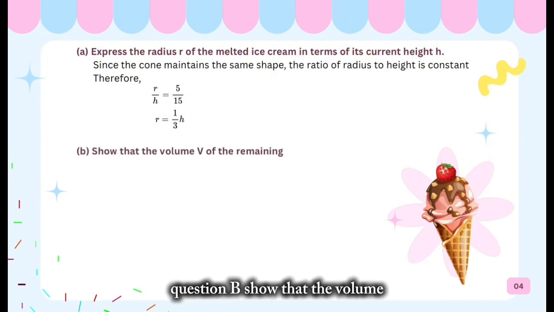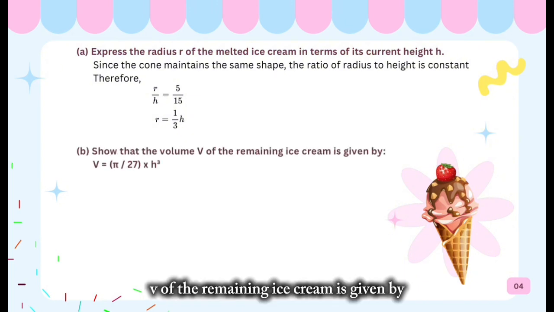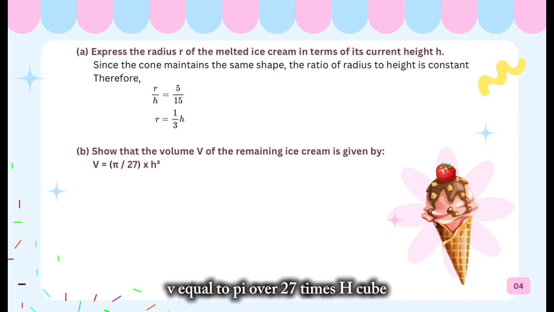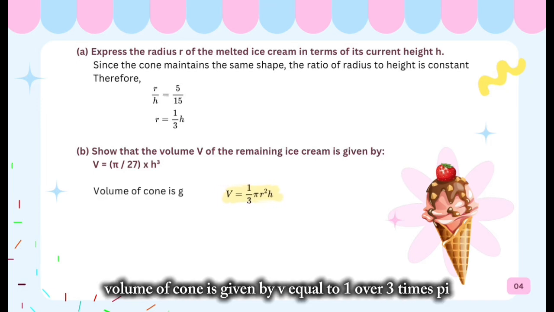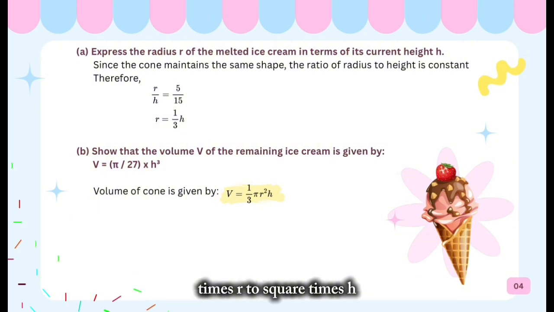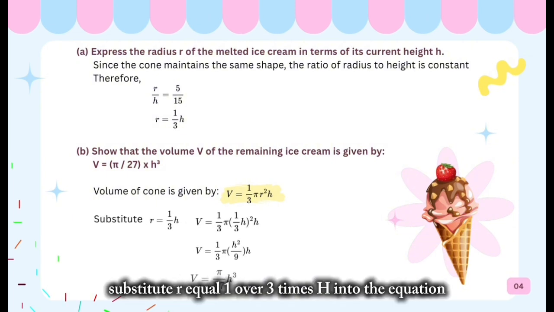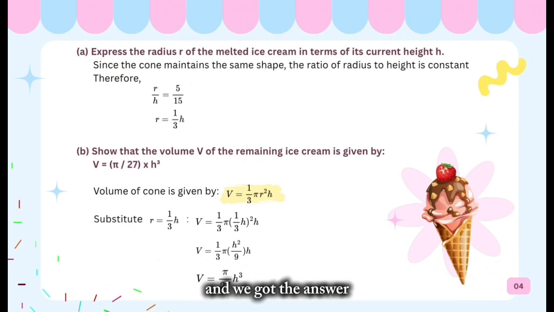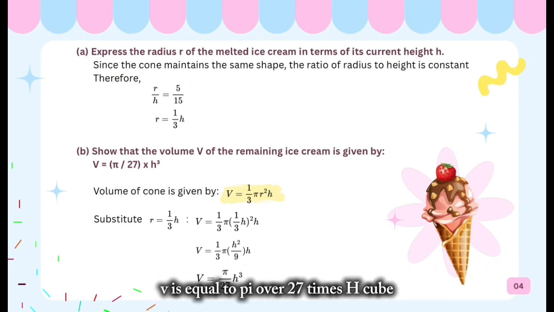Question B. Show that the volume V of the remaining ice cream is given by V equal to pi over 27 times h cubed. Volume of cone is given by V equal to 1 over 3 times pi times r squared times h. Then substitute r equal to 1 over 3 times h into the equation, and we get the answer: V is equal to pi over 27 times h cubed.